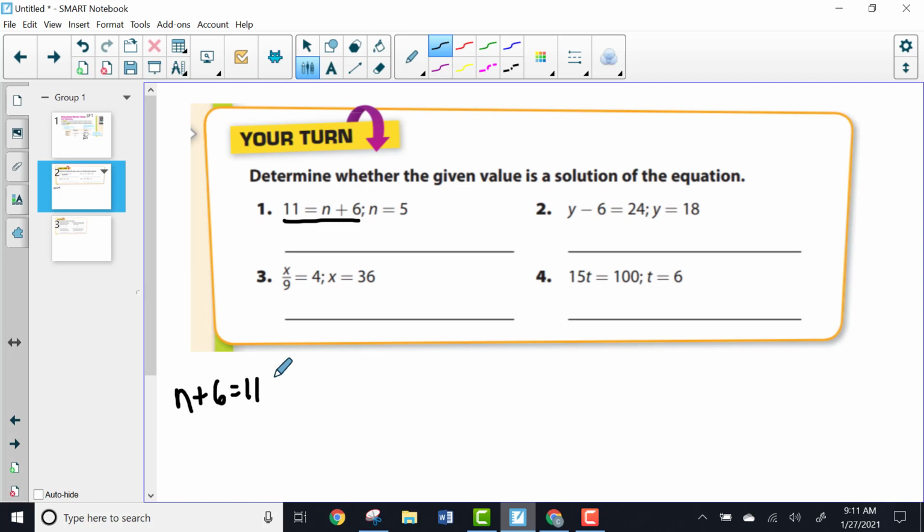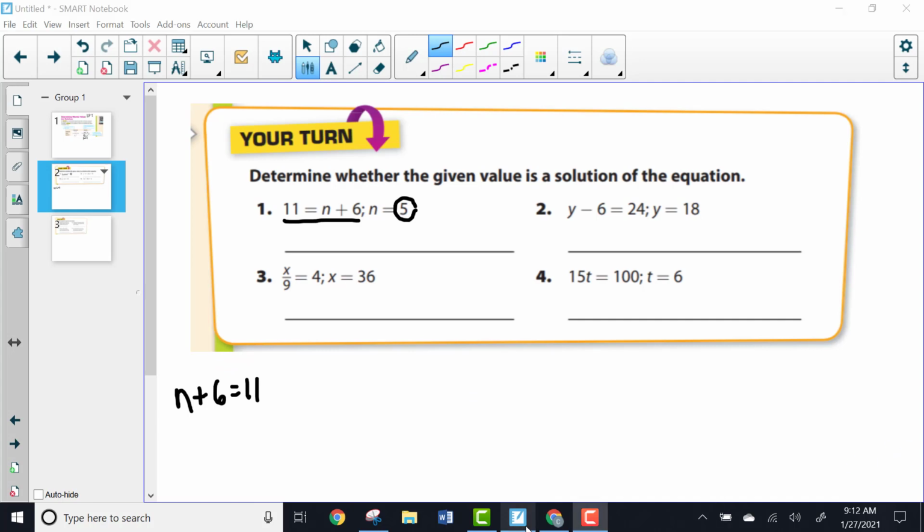What we're trying to figure out is if 5 would be the solution. In other words, if we plug in 5 for n, would 5 plus 6 equal 11?